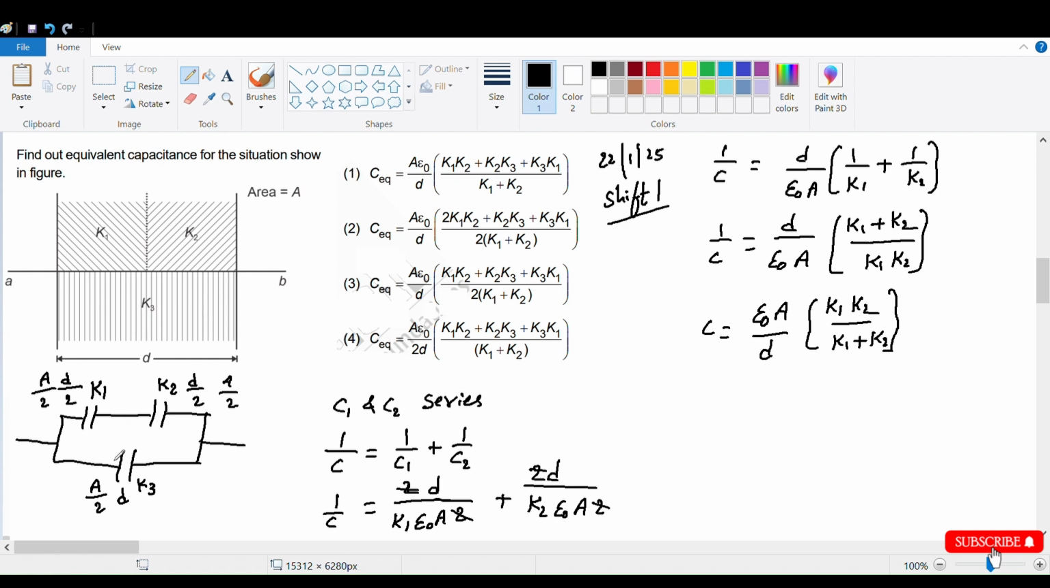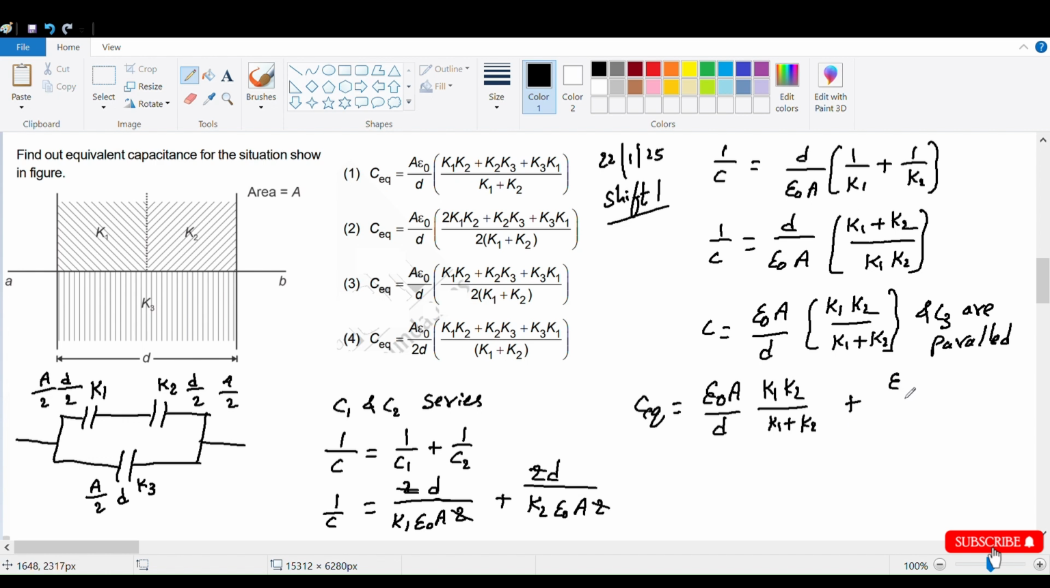Now this is in parallel with the third capacitor C3. So C and C3 are in parallel. In parallel, just add them. So the final C equivalent is equal to C plus C3. What is C? C is epsilon naught A by D, K1 K2 by K1 plus K2, plus C3.